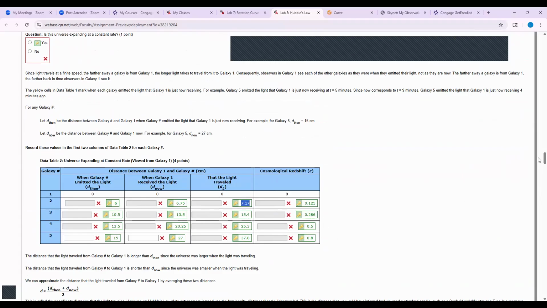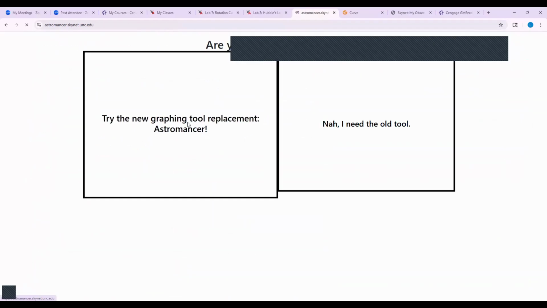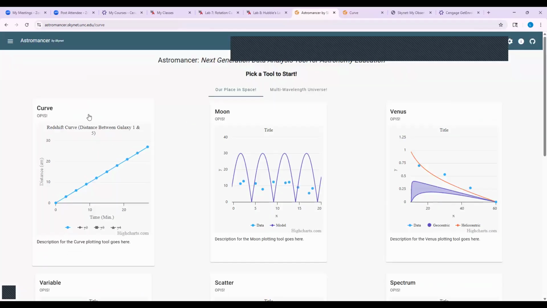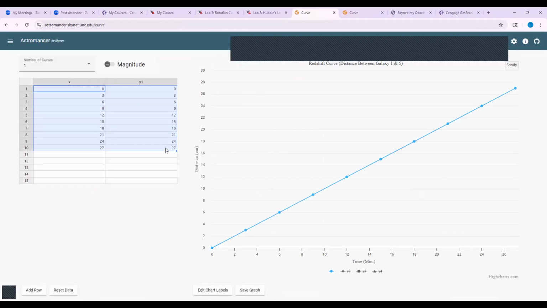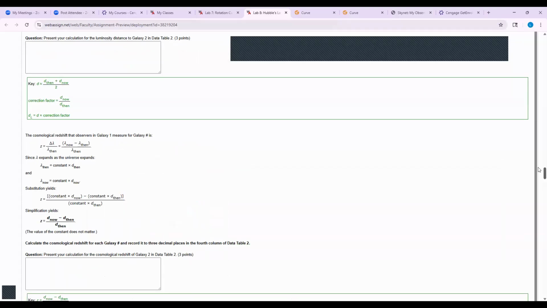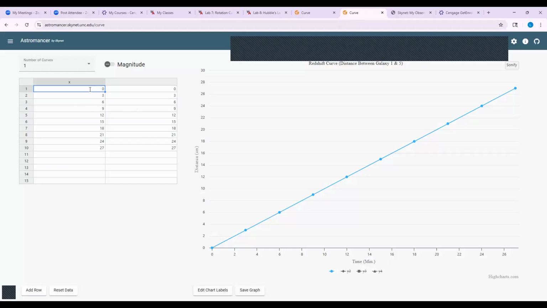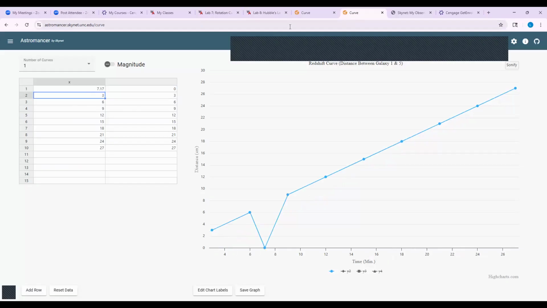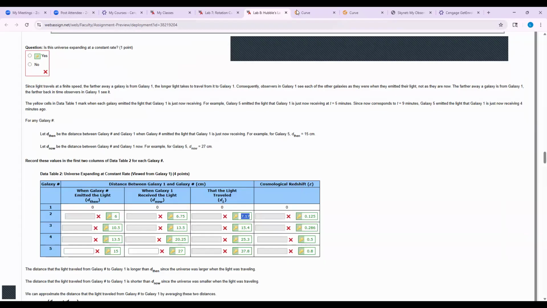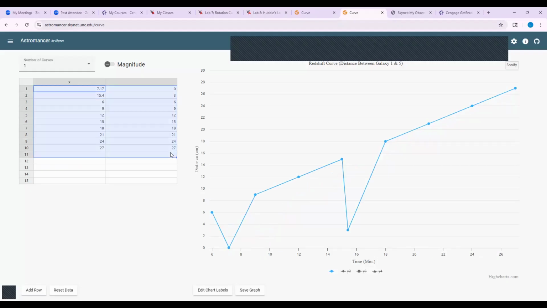Then I go back to the curve, go to the website again, come to the curve. Instead of the first curve, I do the one we have right now. And here, let me see the values, 7.17, 7.17, and 15.4. Let me delete all of them first.